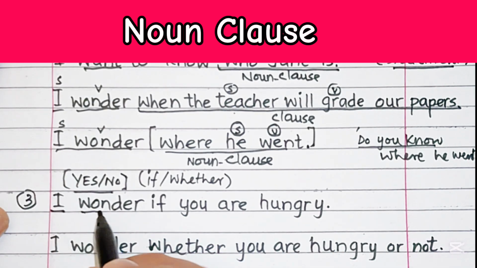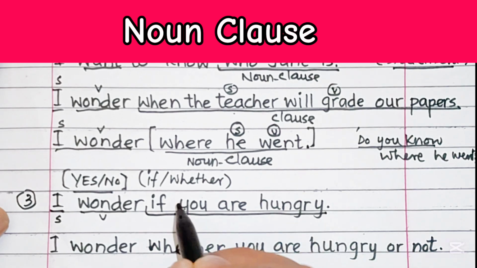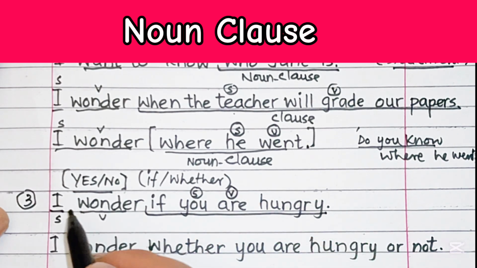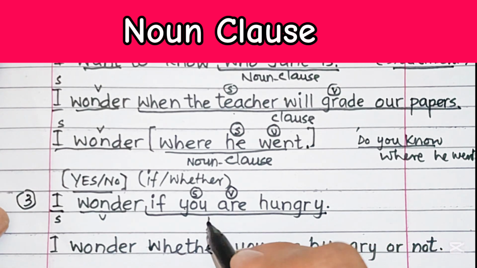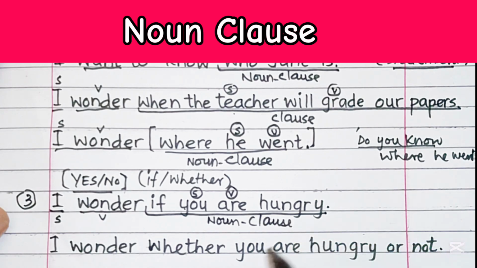This is the subject and this one is the verb of the sentence, and then from here to here, if you are hungry, this is the subject of the clause and this is the verb of the clause. So I wonder if you are hungry, this is a noun clause. I wonder if you are hungry, it's replacing the object.